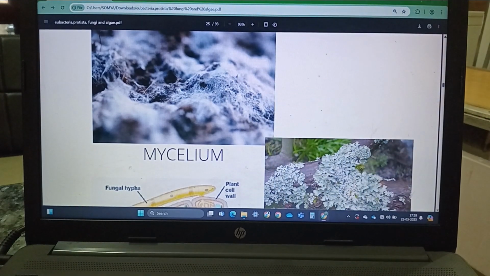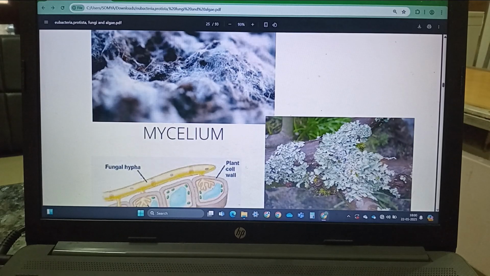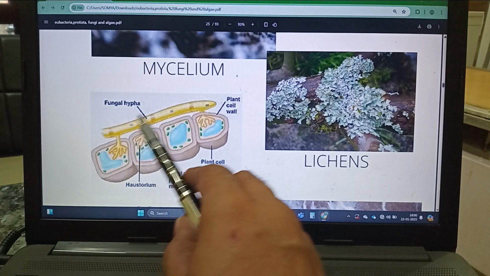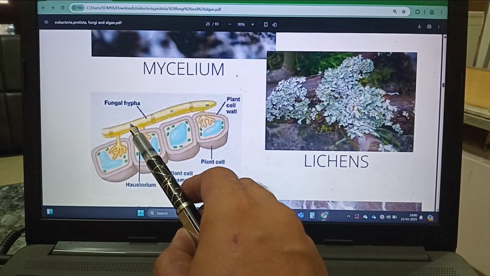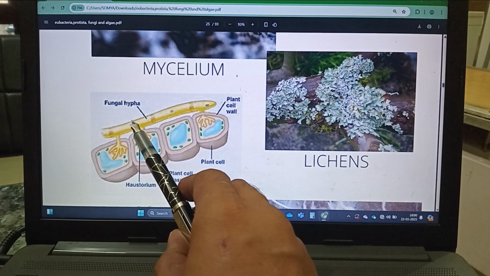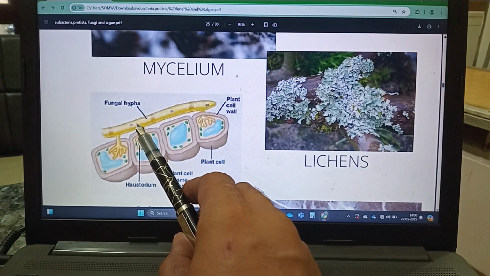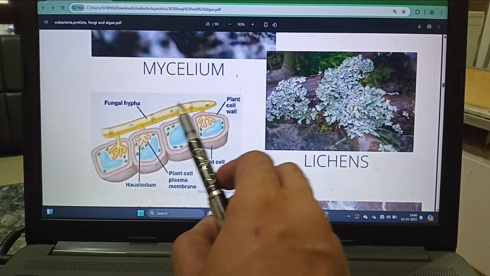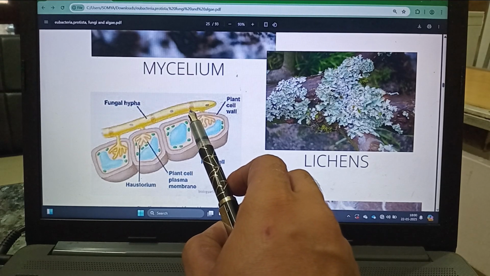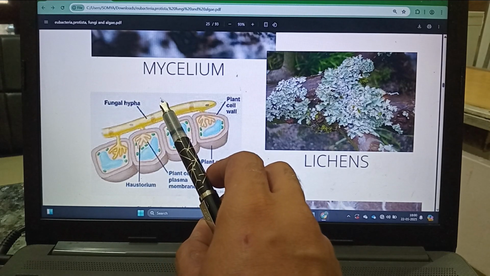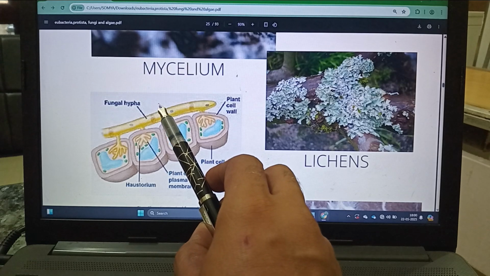Some of the hyphae are continuous tubes which are filled with multinucleated cytoplasm, and these are called coenocytic hyphae. While other hyphae may have cross walls or septae. The cell wall of the hyphae of the fungi is composed of chitin and polysaccharide.